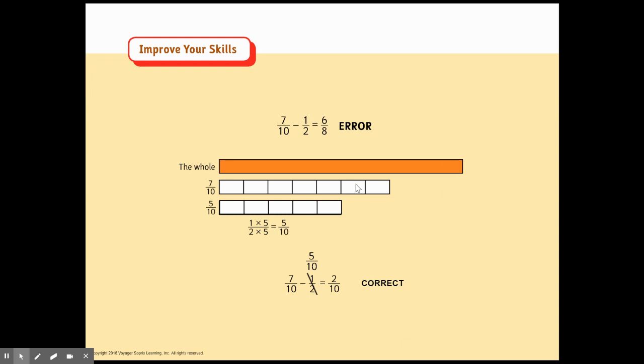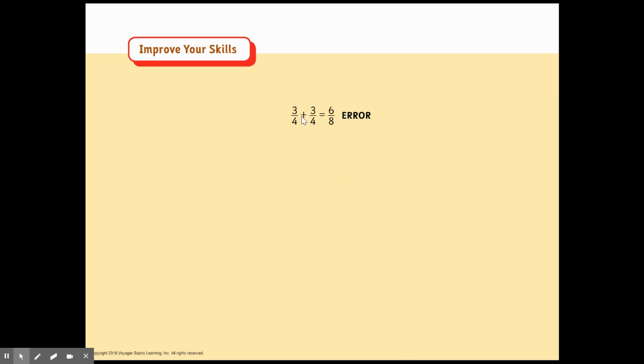We're going to look at another problem. 3/4 plus 3/4 equals 6/8. This again is incorrect. It looks like this student made a similar error and ended up adding both the numerators and the denominators. So let's see how we could make this the right answer.